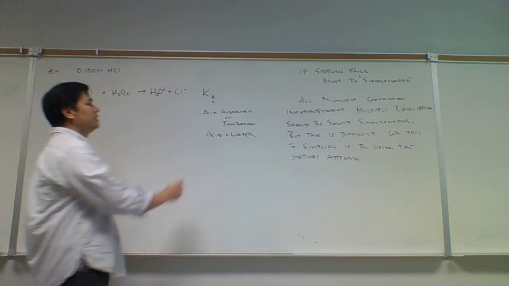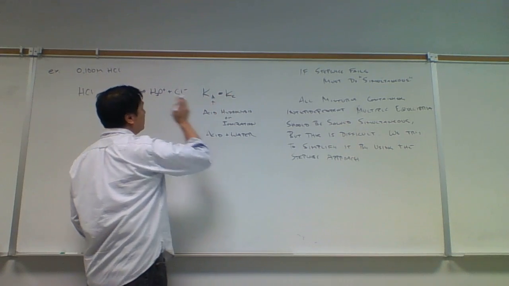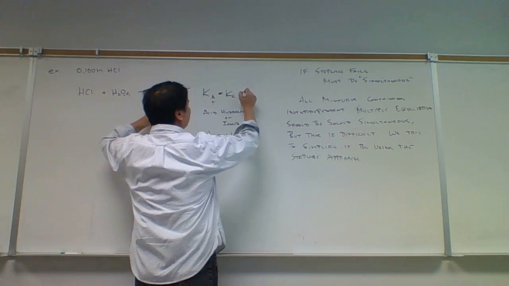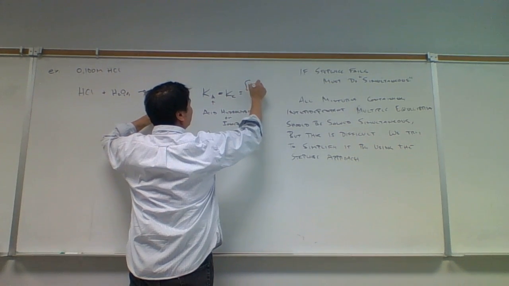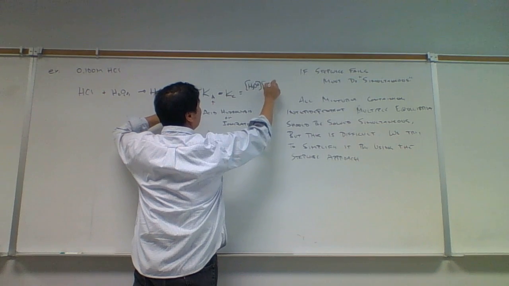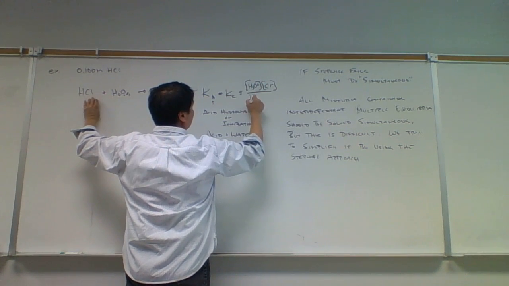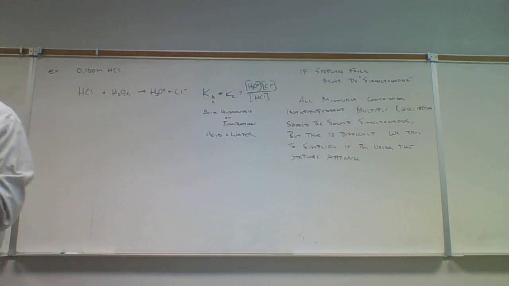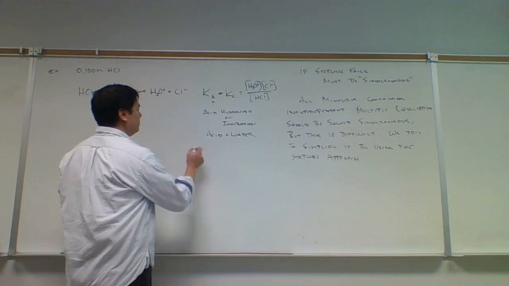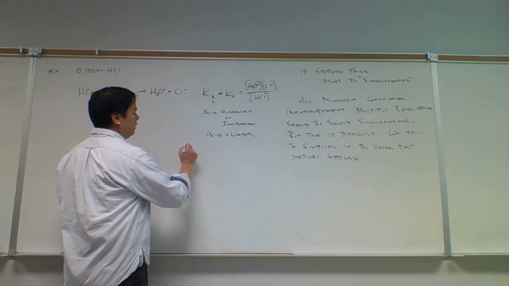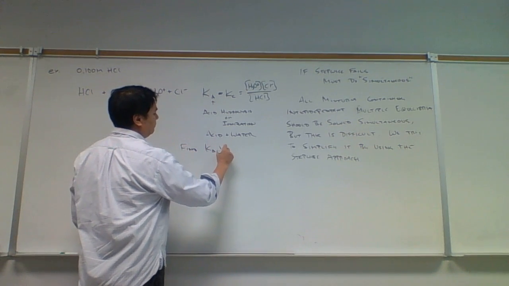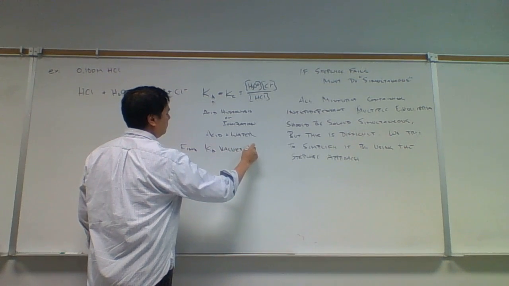And basically it's just the Kc value. The Ka or the Kc value for this is just going to equal the hydronium ion concentration times the chloride ion concentration divided by the HCl concentration. That would be it. Kas are compiled in tables, so we can find Kas in tables. And just use them.